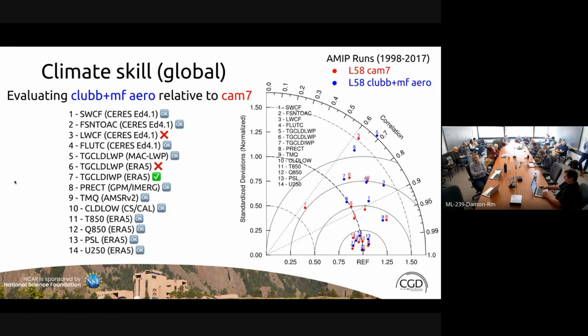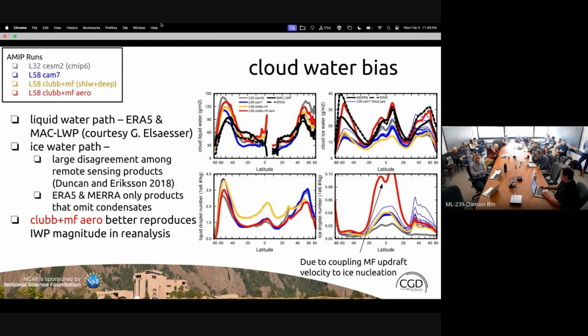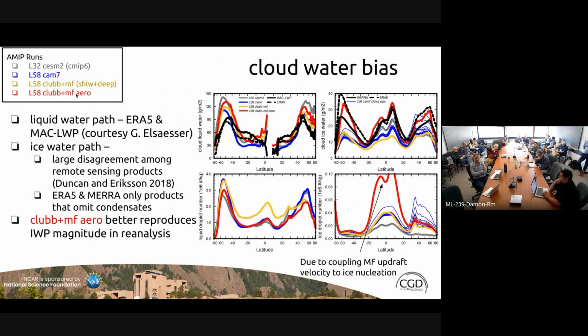I'm going to zone in on these liquid water path and ice water path and related cloud radiation variables. These are the two simulations in blue and red again, CAM7 and ClubMF Aero. I have an intermediate one, ClubMF, which is that older version of ClubMF. And then I also included CAM6 on here. In this first case, I'm looking at liquid water path in zonal space.